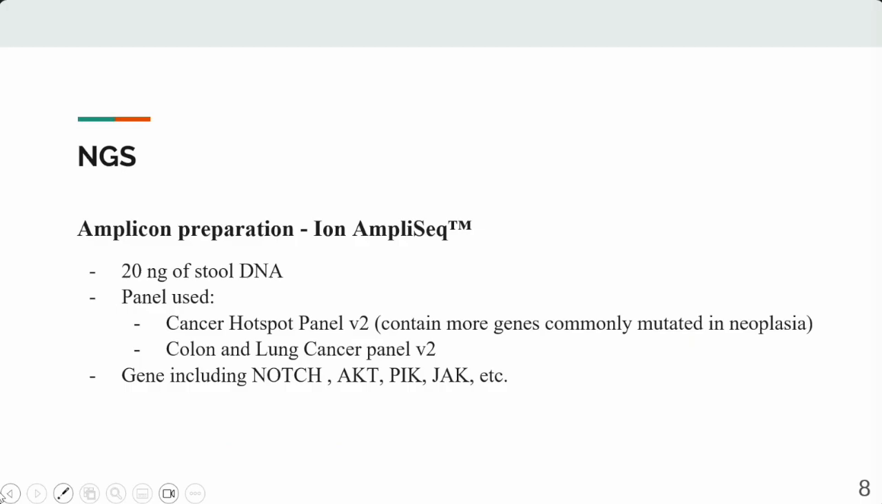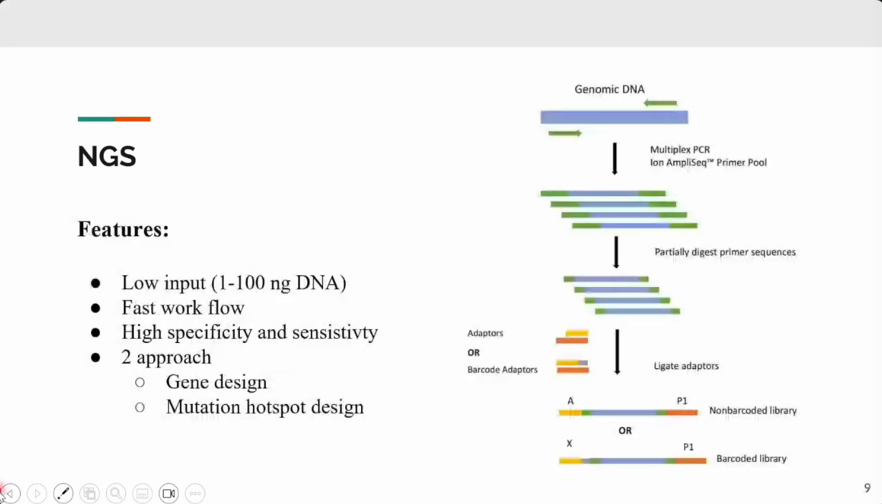The major reason for this is that the Ion AmpliSeq cancer hotspot panel version 1 contains more genes that are commonly mutated in gastric neoplasia. But what is Ion AmpliSeq?